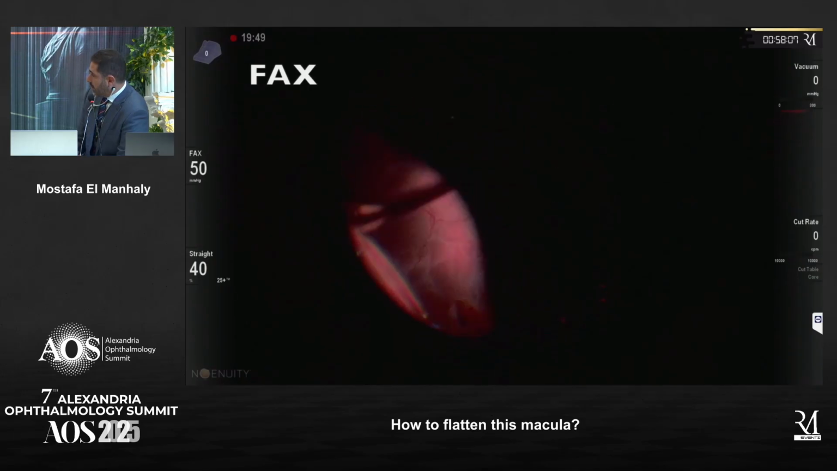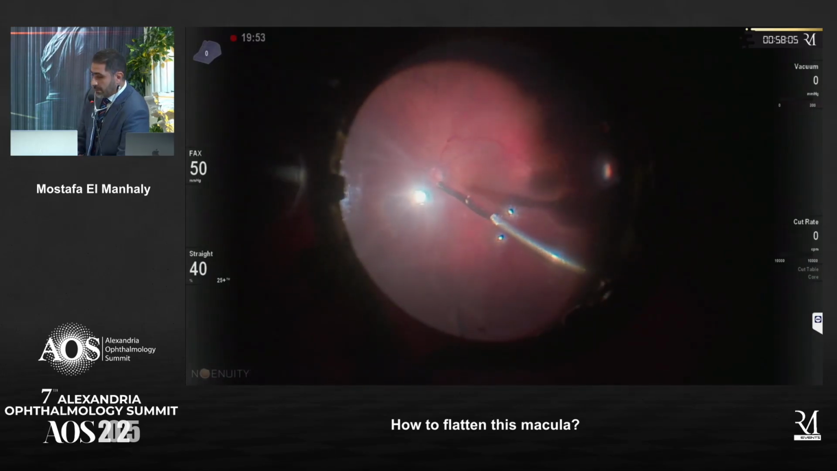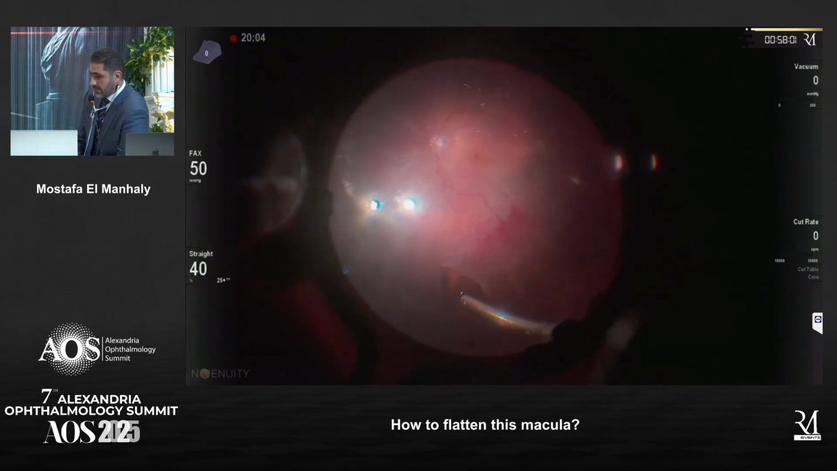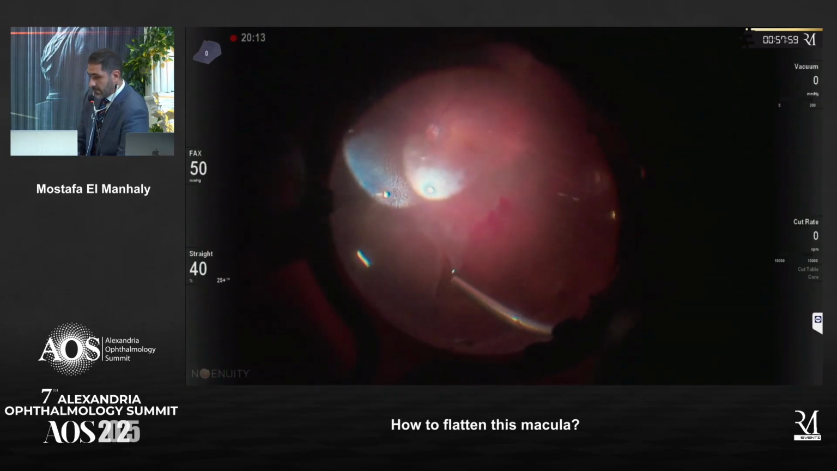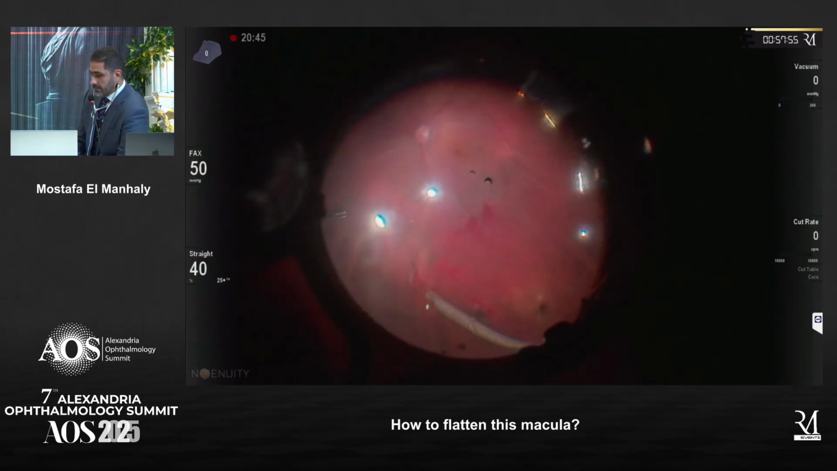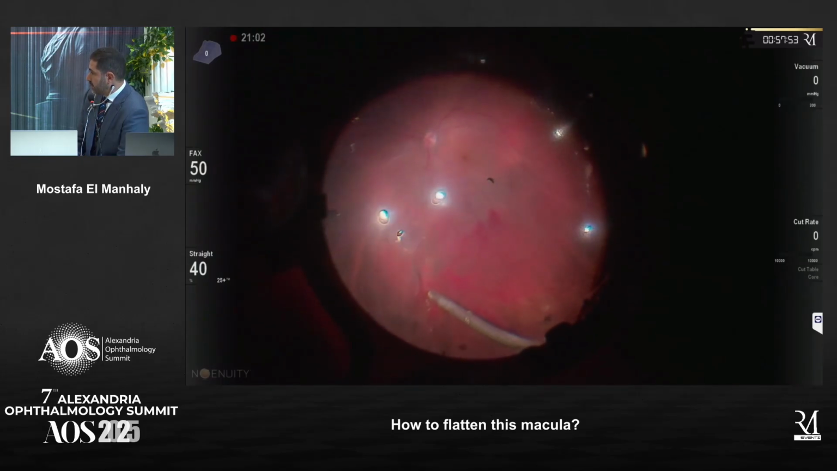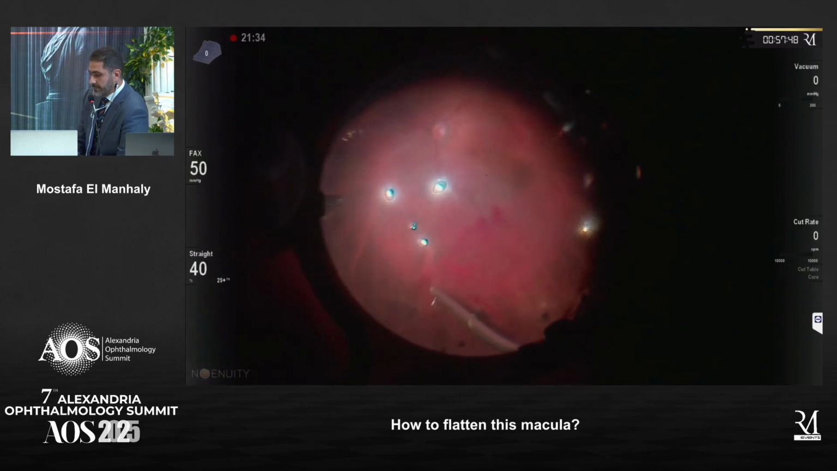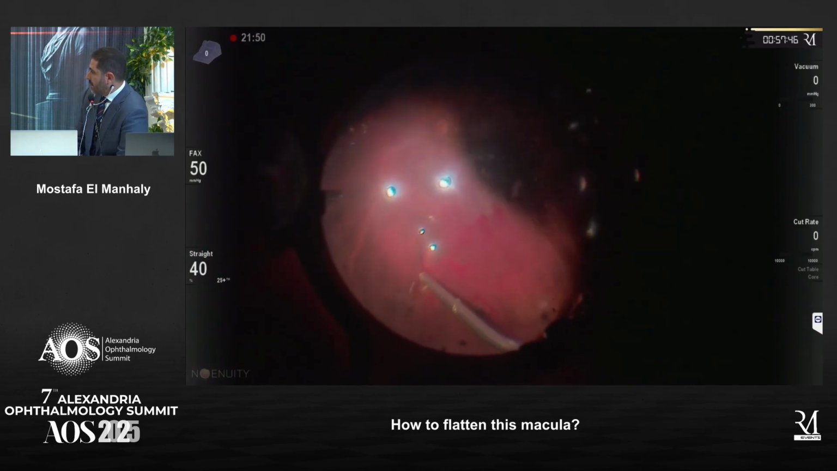I drain from the main tear, but if I find much residual fluid, I tilt the eye towards the direction of the tear and perform fluid air exchange. In many cases, I drain almost all fluid, but if not, I instill perfluorocarbon after performing as much as I can of fluid air exchange.